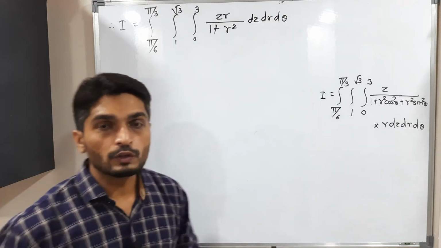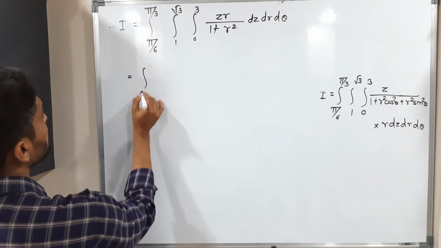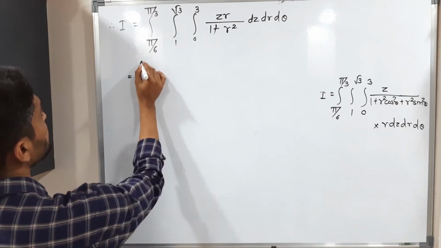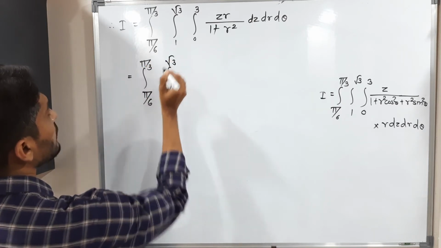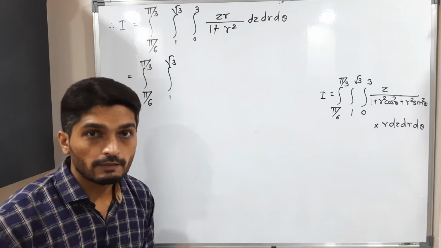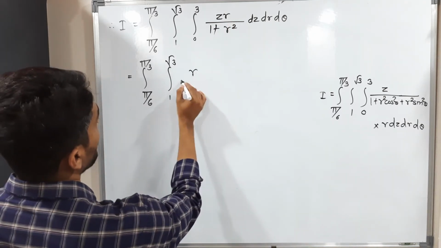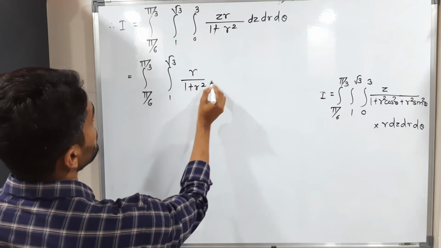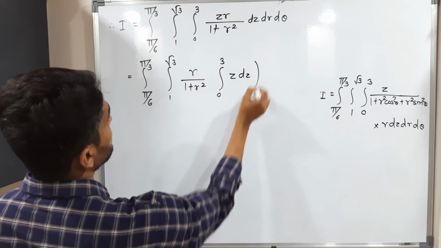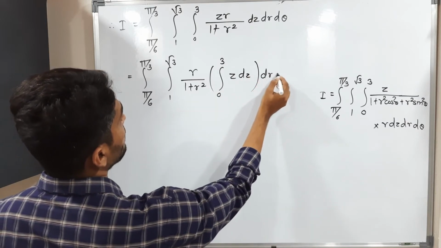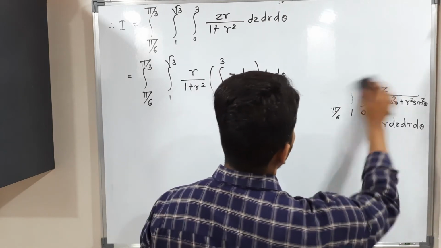So as you know, first we integrate with respect to z. So this is equal to integration pi by 6 to pi by 3, 1 to root 3. See, terms of r are constant if you integrate with respect to z. So that's why r upon 1 plus r square will come outside. So simply integration of z dz and after that we will have dr d theta. I will remove that step. Okay, it is not required now.